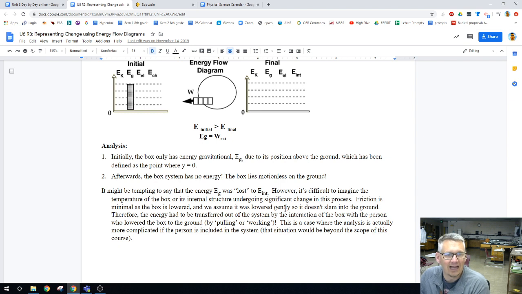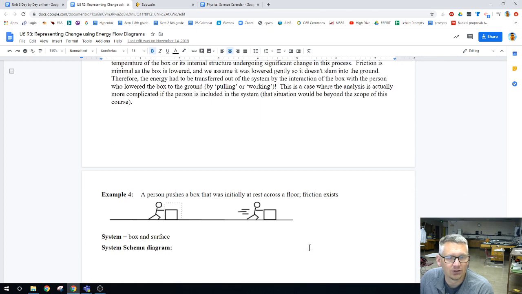However, it's difficult to imagine that the temperature of the box or the internal structures undergoes significant change in this process. Friction is minimal as the box is lowered, and we assume that it was lowered gently so it didn't slam into the ground. Therefore, the energy had to be transferred out of the system by the interactions of the box with the person who lowered the box to the ground by pulling, or working. This is the case where the analysis is actually more complicated if the person is included in the system. That situation would be beyond the scope of this course.